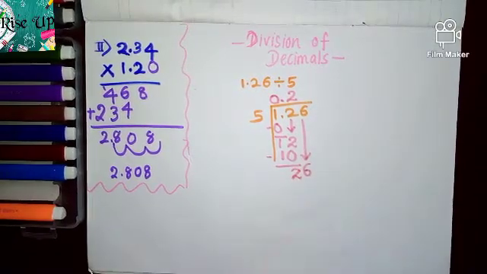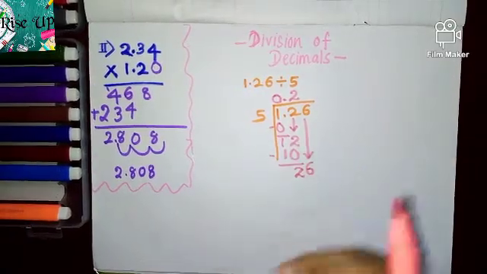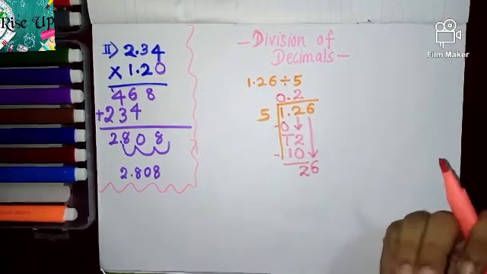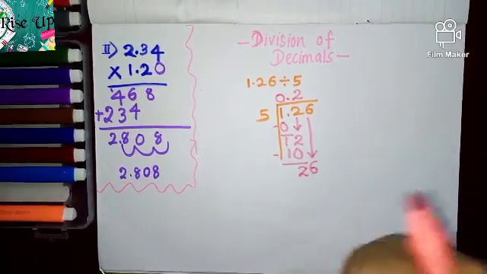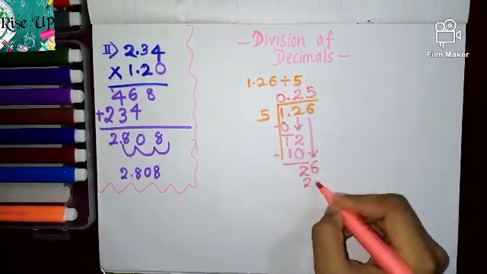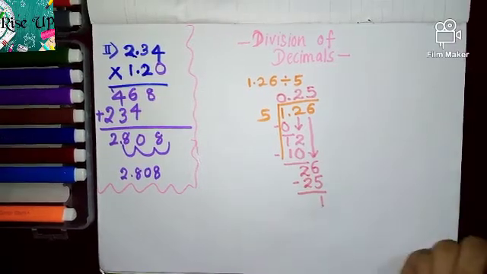In 26, how many 5s are there? That means 5 times what gives you 26? No, you don't get 26. You get 25. 5 times 5 is 25. So write 5 here. 5 times 5 is 25. Then 26 minus 25 is 1.